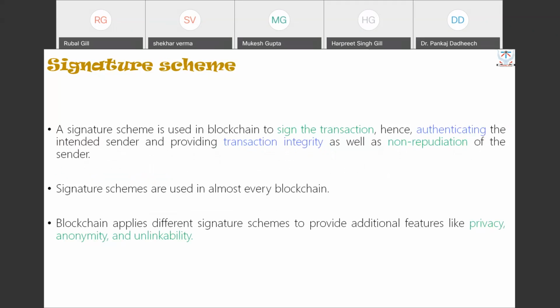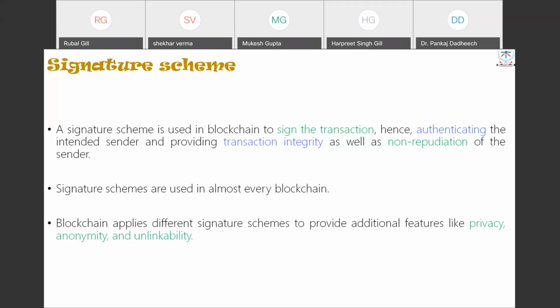In a blockchain, the signature scheme is used to sign the transaction, and hence it authenticates the sender, because only the sender can sign. The verification can be done by the public key. The signing is by the private key. Since it is actually encrypting the hash value of something, the transaction integrity is also maintained.